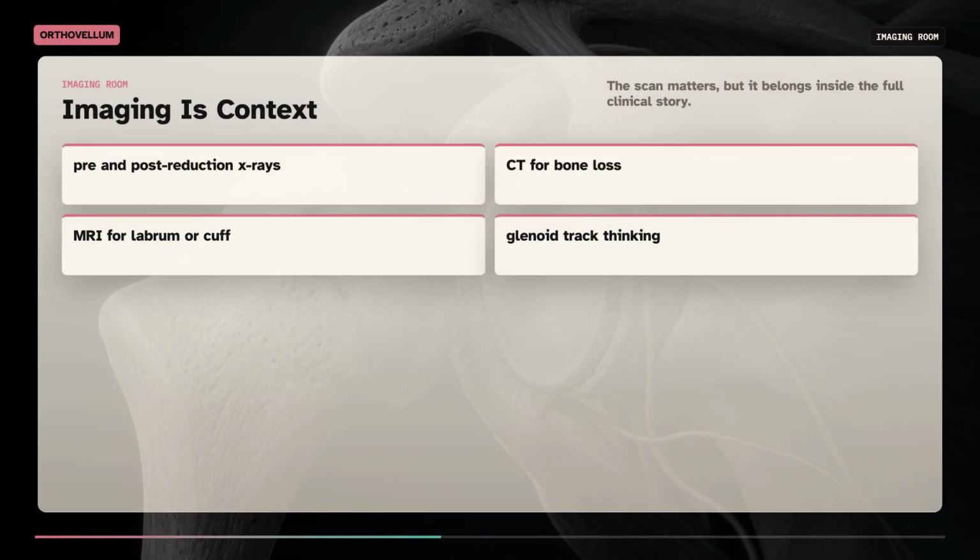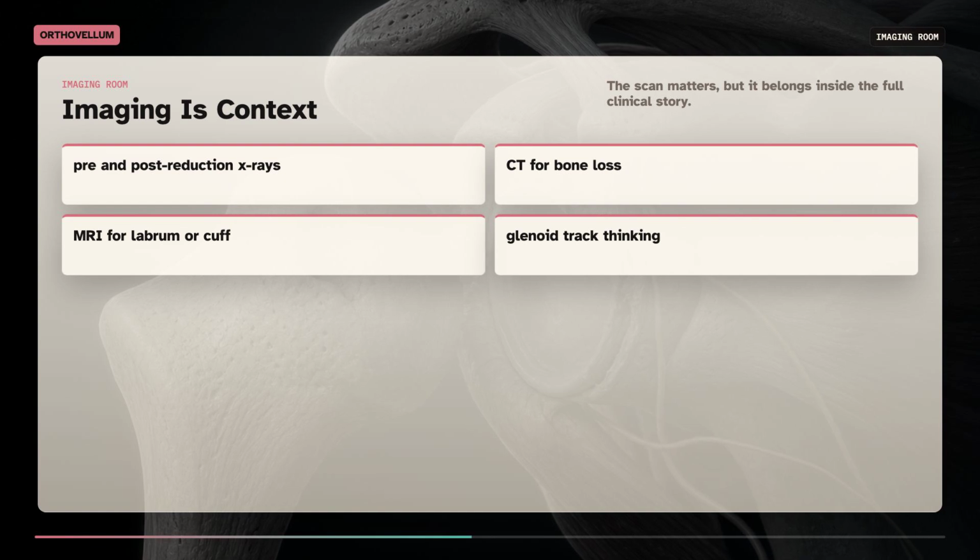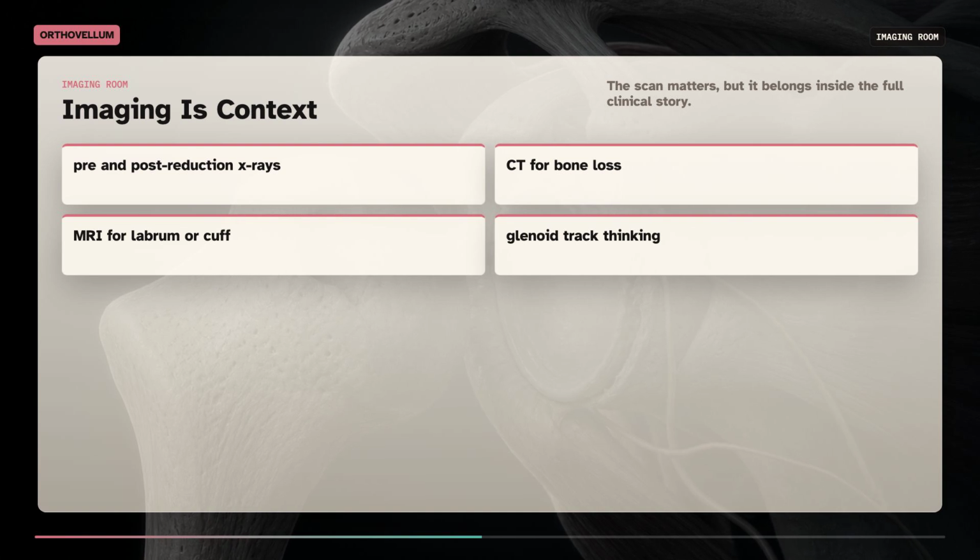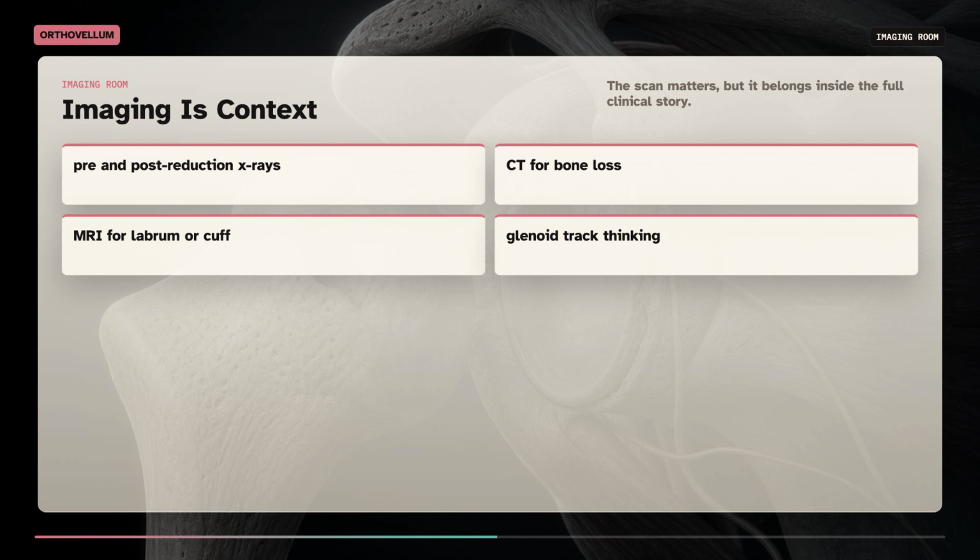Imaging helps when it is matched to the story. The useful imaging logic here is pre- and post-reduction X-rays, CT for bone loss, MRI for labrum or cuff, glenoid track thinking. An image is evidence, not a verdict. The same report can mean different things in different people. The skill is to connect the image, the symptoms, the exam, and the person's goals. That is the difference between treating a scan and treating a patient. A useful image question is: did this picture reveal the diagnosis, confirm the severity, exclude danger, or help plan treatment?